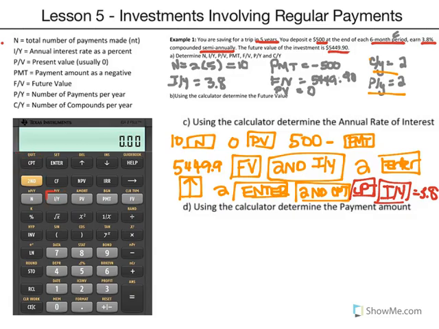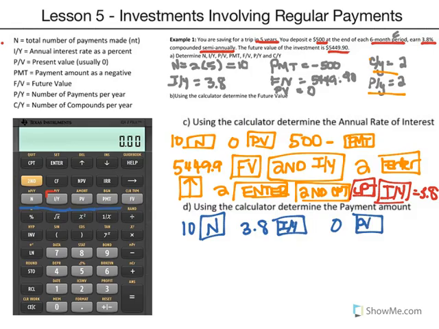For D, we're going to use the calculator to find the payment amount. So we're going to go left to right and enter all of our data. So first is our N. So we go 10 N. Now we know our interest rate. So we go 3.8 interest rate. Our present value is 0. Our payment we don't know. But our future value we know to be 5449.9.